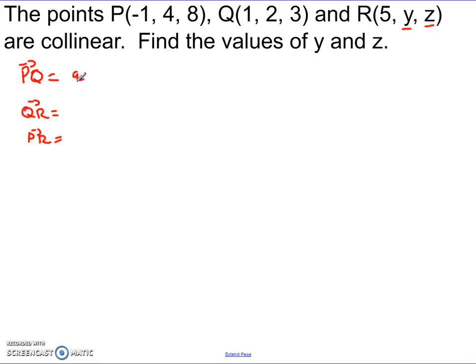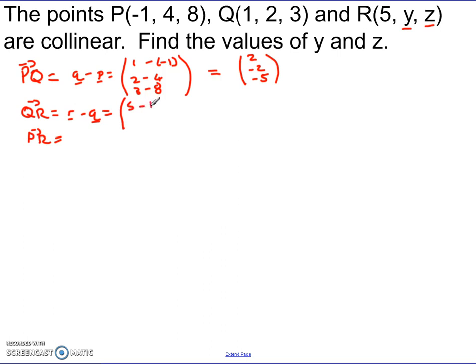So p to q, well, that's given by the q minus the p, which in this case is 1 take away negative 1, 2 take away 4, and 3 minus 8. So what that means is my vector pq, 1 minus minus 1, 1 plus 1 is 2, 2 minus 4 is negative 2, 3 minus 8 is negative 5. The vector q to r, given by the r minus the q. So there's my r there. So that's given by 5 take away 1, y minus 2, and z minus the 3. Simplify it all down, and I get 6, y minus 2, and z minus 3.